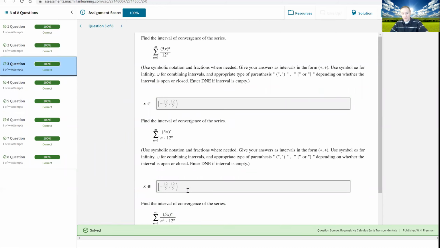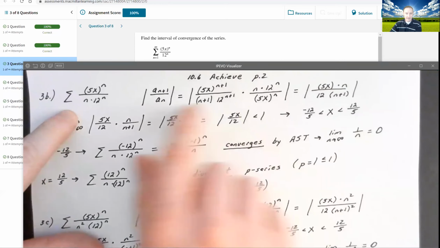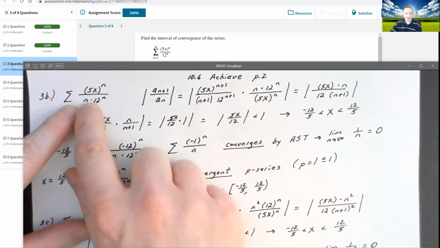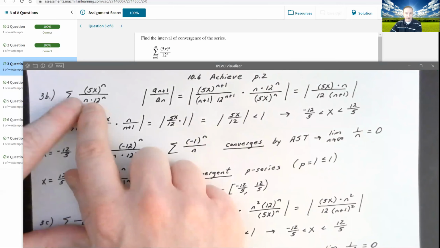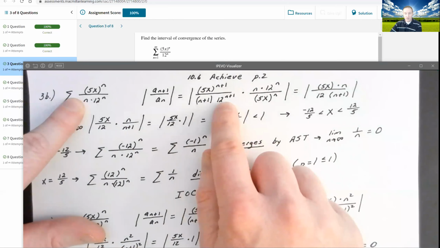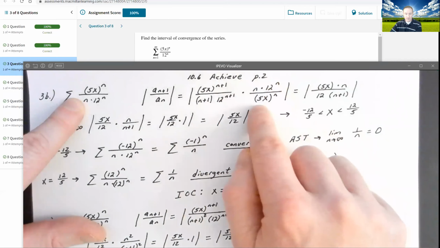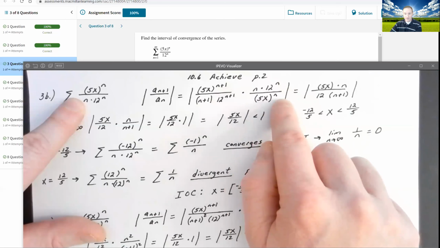Now this next one, the only difference is my denominator is going to have a factor of n in it. And you can see the difference in my answer already on my Achieve page is that it made me include the first endpoint. Well, let me show you the work that I did for that. So here in 3 part B, it's essentially the same problem, it's just that additional factor of n. That additional factor of n calls my function b sub n: 5x to the n plus 1 over n plus 1 times 12 to the n plus 1, times the reciprocal of a sub n, so I had my n times 12 to the n and 5x raised to the n power in the denominator.